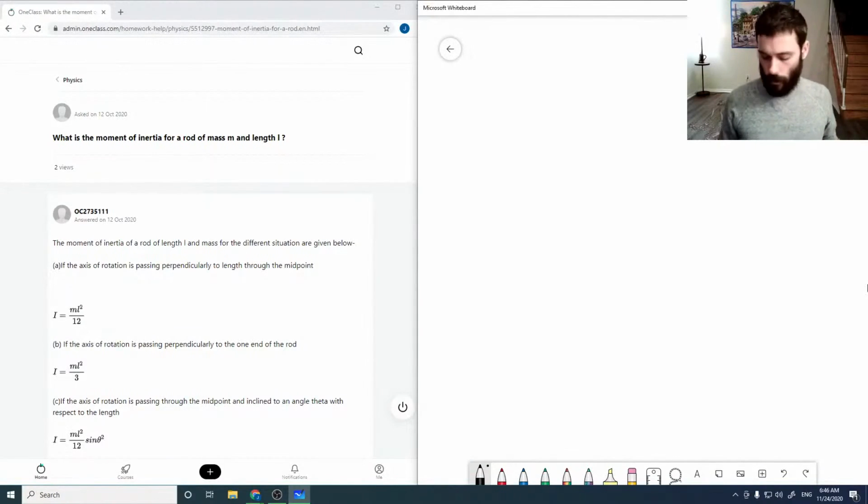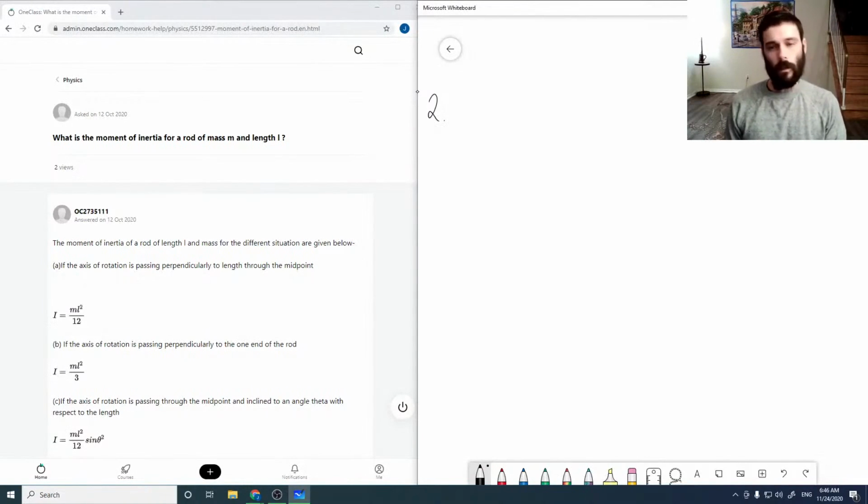So for the second question, it asks, what is the moment of inertia for a rod of mass m and length L? What is the moment of inertia for a rod of mass m and length L?